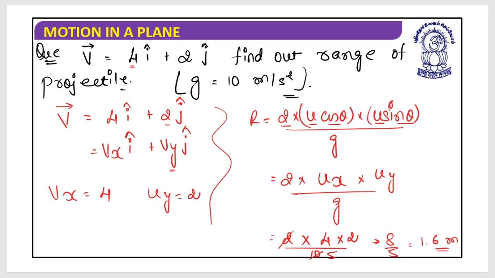And that's it. You did it. Can you do this? Please remember this, it is very very important. Range is equal to 2 multiplied by ux into uy divided by g. I hope this is clear to you. Is it?